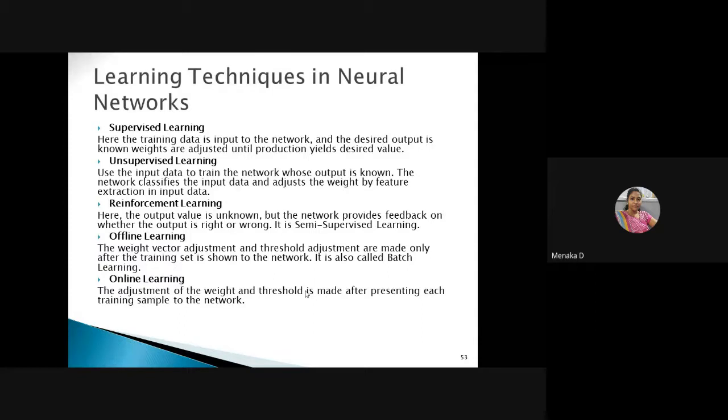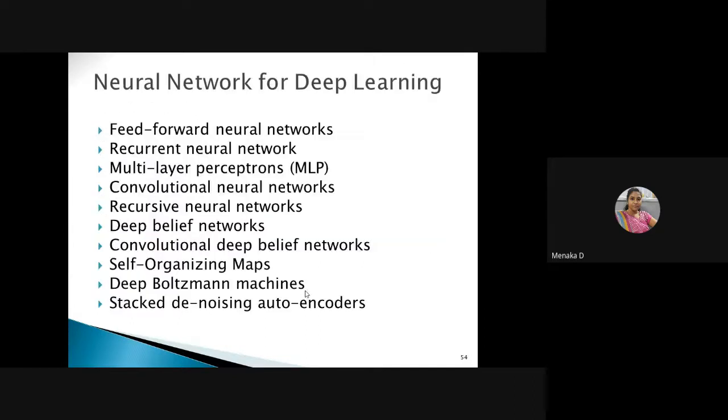Then, when the weight adjustment based on a threshold is made after the labeled data sets, that is, after the training, it is known as batch learning or offline learning. Similarly, more types are there, but these are rarely used. Mostly the supervised and unsupervised learning algorithms are adopted in deep learning algorithms.